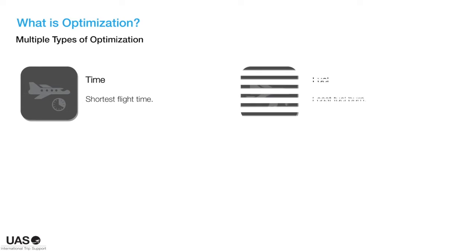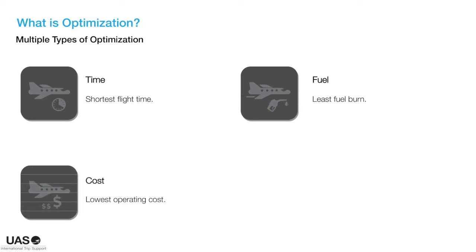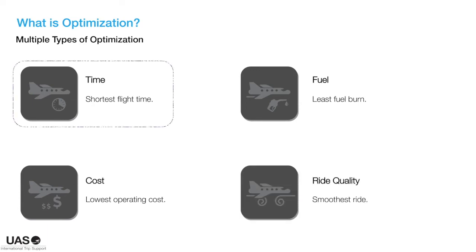Most advanced flight planning systems offer multiple types of optimization. Time optimization, finding the shortest flight. Fuel optimization, finding the lowest fuel burn. Cost optimization with the lowest operating cost. Or ride quality optimization for our more nervous flyers. The main optimization factors for most advanced flight planning systems are time and fuel.